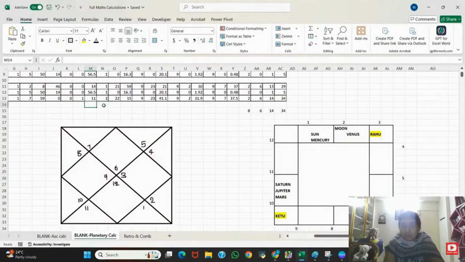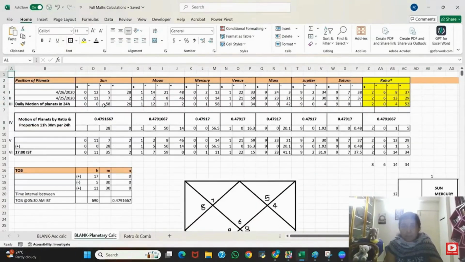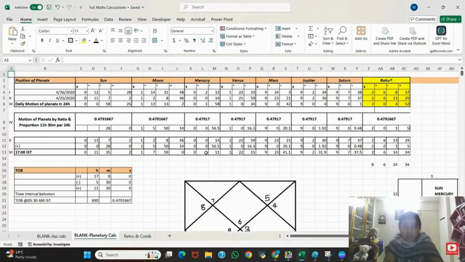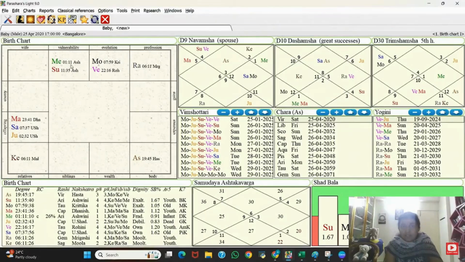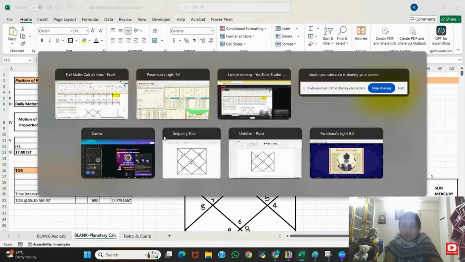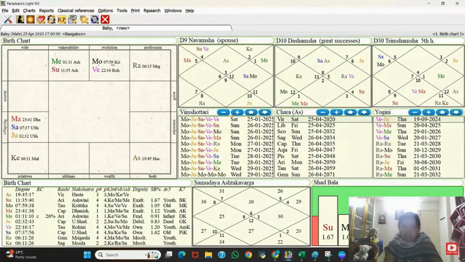And now if you want to verify the degrees also, I'll show here. For Sun, it was 11 degree 35 minutes 2 seconds. And we can see it perfect, 11 degree 35 minutes 2 seconds. Seconds, definitely it will be different. Then for Mercury, it was 1 degree 11 minutes 1 second. I'm showing here. And similarly, it was 1 degree 11 minutes here. Then Moon, it was 7 degree 59 minutes. So we have 7 degree 59 minutes here.